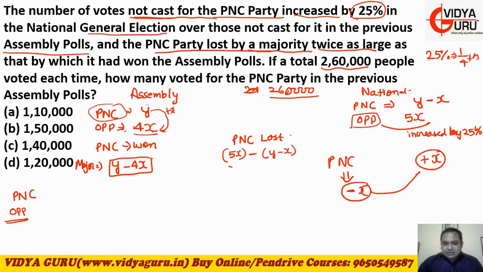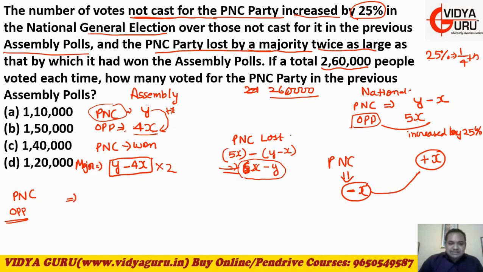So this comes out to be 5x minus y. So this becomes 6x minus y. It is being said that this time PNC has lost by a majority which is twice as large as last year's majority. So last year's majority, if you multiply this by 2, this will become equal to 6x minus y. This is what it means, that this year's majority is twice that of last year.